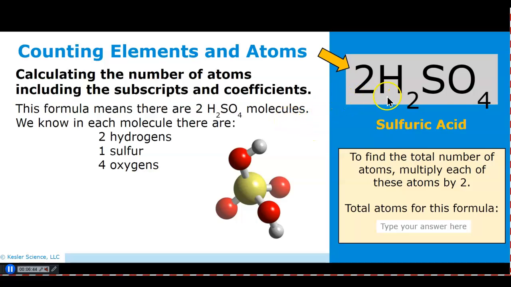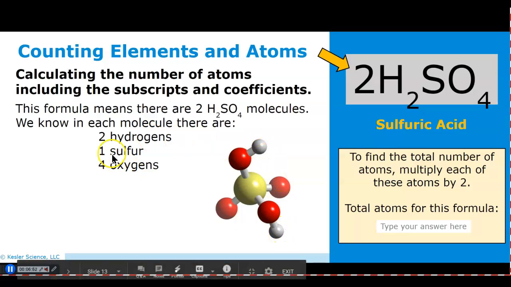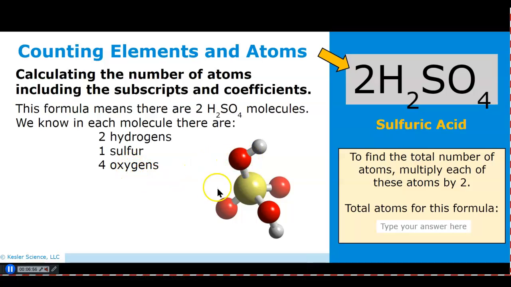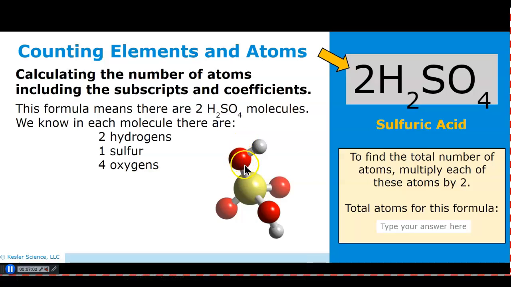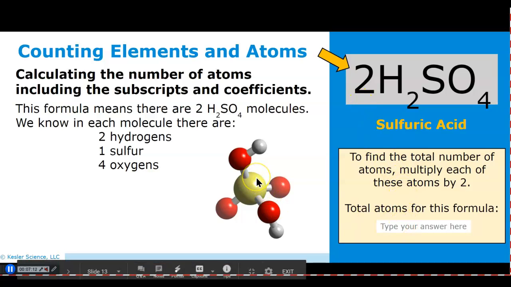So I just kind of went through this a few minutes ago, where each of these molecules, and you can see it here, have 2 hydrogens, that's the white, 1 sulfur, that's the yellow, and 4 oxygens, that's the red. And when you count all those atoms, that is 7. But we don't have one of these molecules, we have 2. So if we take that 7 and multiply it by 2, we know that there are 14 atoms in this formula.